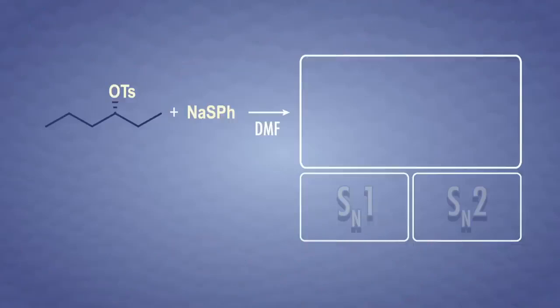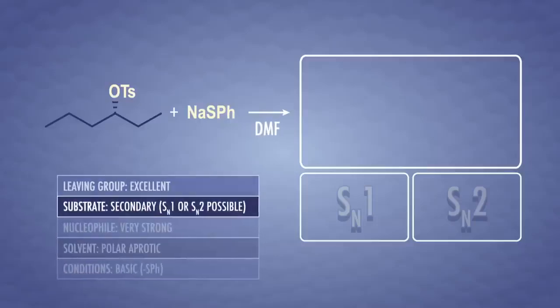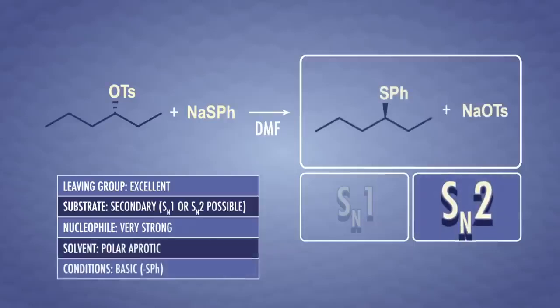Ready? Here's the first problem, a reaction between a tosylate and sodium benzene thiolate, carried out in the solvent DMF. We have a secondary substrate with an excellent leaving group, so there's no definitive answer there. Our nucleophile is the real deciding factor. We have sulfur with a negative charge on a large atom, so it's a strong nucleophile, a playground bully. This reaction is SN2, which gives us the inversion of stereochemistry in our product.